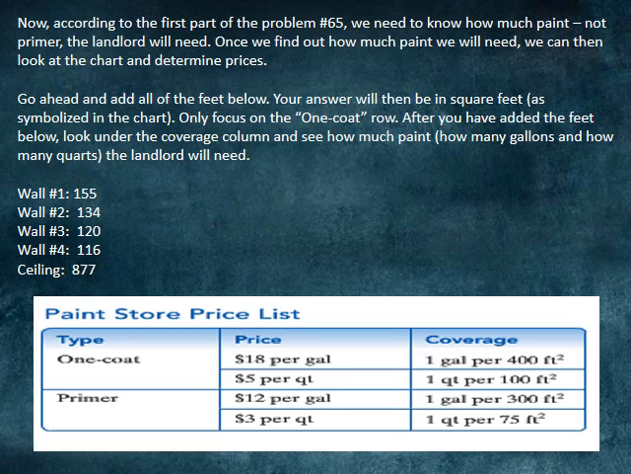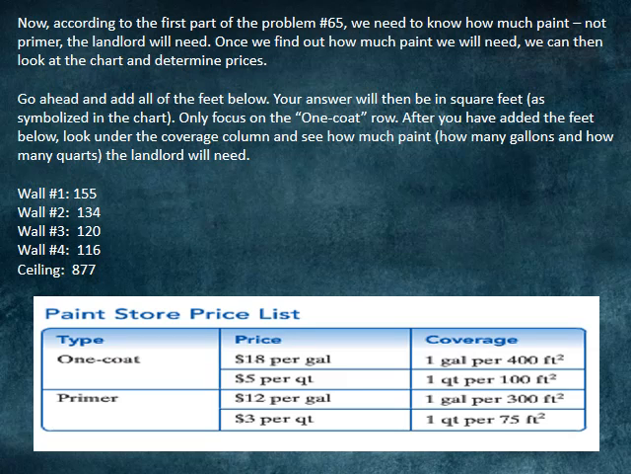So what we're going to do is find out how much paint that we need, and we can then look at the chart and determine the prices. So we're going to add all of the feet below. All of the feet below will be added. I'm not going to add that for you because that's something that I'm going to ask you to do.